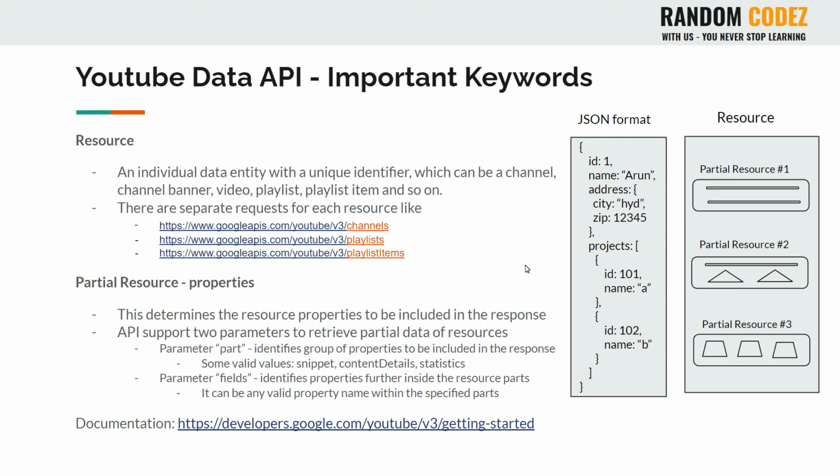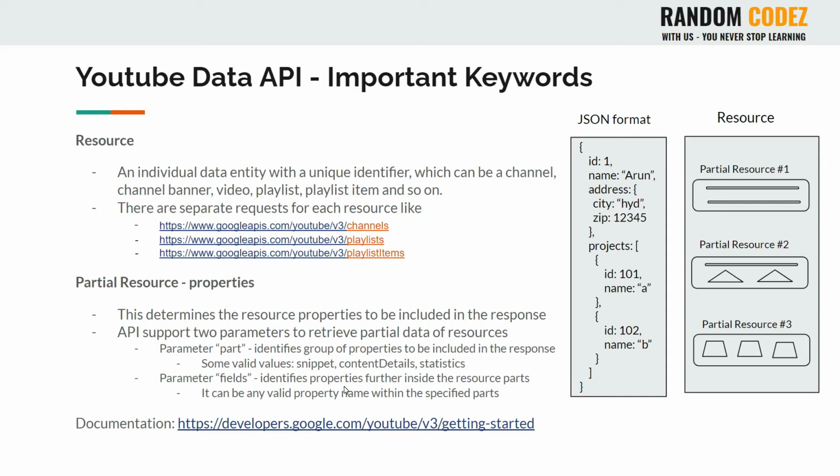There are some set of partial resources that are being mentioned on the API documentation, which we will go through as we go on in the further videos. But for now, some of the valid values for part are snippet, content details, and statistics. Next, coming to the fields. So the next parameter is fields.